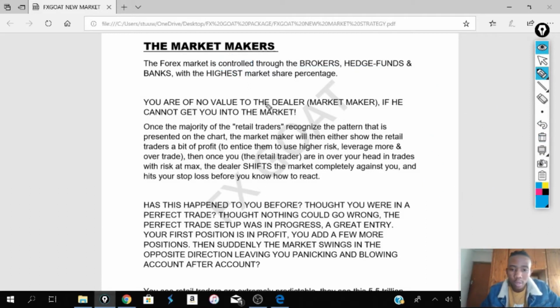You are of no value to the dealer, the market maker, if he cannot get you into the market. Now, this is the type of trap they set for retail traders. Once the majority of the retail traders recognize the pattern that is presented on the chart, the market maker will then either show the retail traders a bit of profit to entice them to use higher risk, leverage more, and overtrade. Then once you, the retail trader, are in over your head in trades with risk at max, the dealer shifts the market completely against you and hits your stop loss before you know how to react.